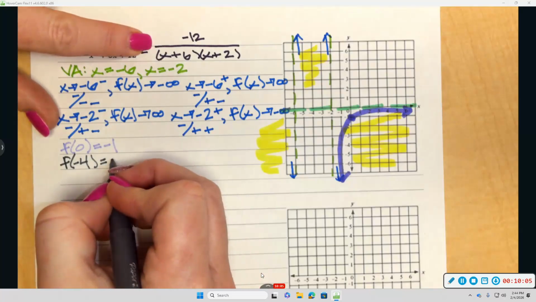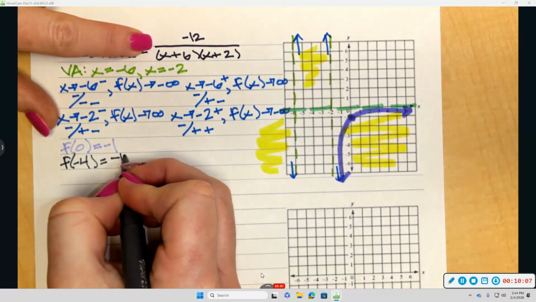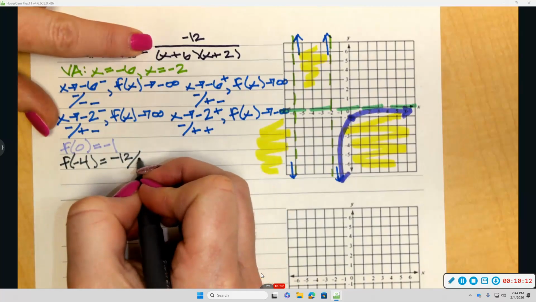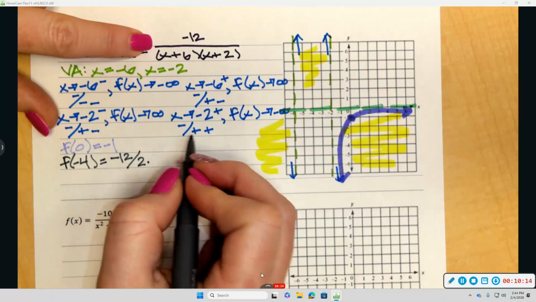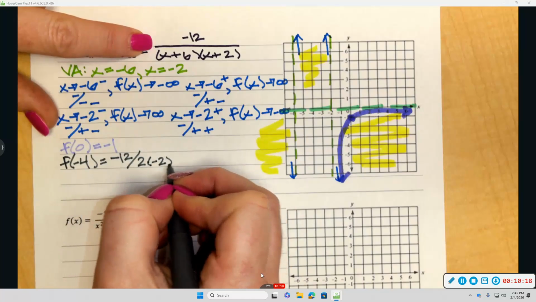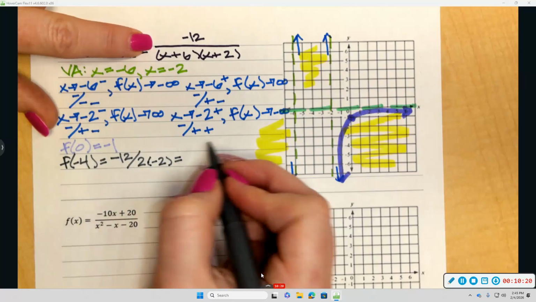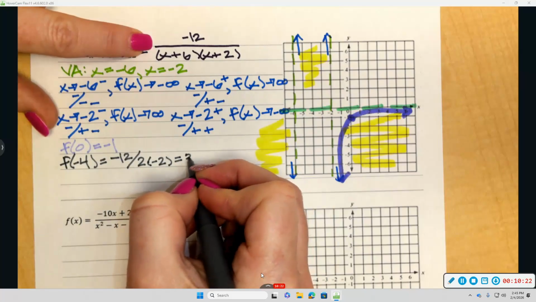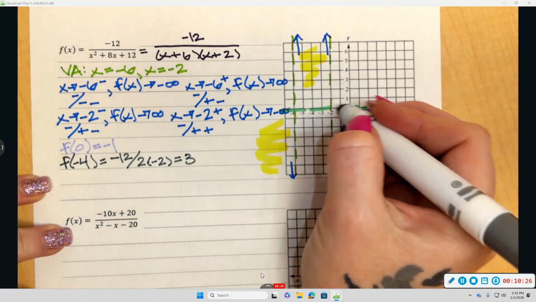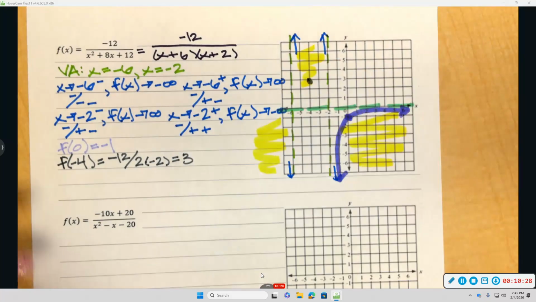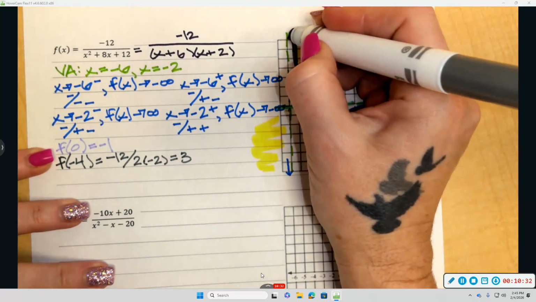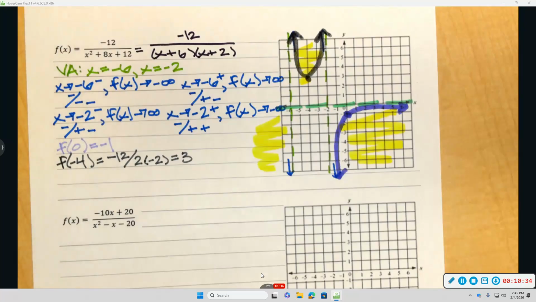So here we would have a negative 12 over negative 4 plus 6 is 2. Negative 4 plus 2 is negative 2. So I have negative 12 over negative 4, which is positive 3. So I have an ordered pair at negative 4, 3. So that means here in the middle we must be like this. It may not be perfectly parabolic, but it's going to look like that somehow.